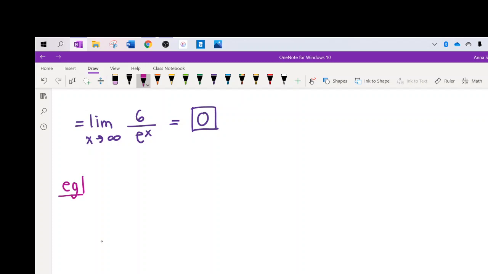So I want to do the limit as x approaches 0 from the right of x times ln of x. Okay, so this is a product, right? There's no fraction to be seen, but the limit of x would be 0. And then the limit as x approaches 0 from the right of ln of x is negative infinity.